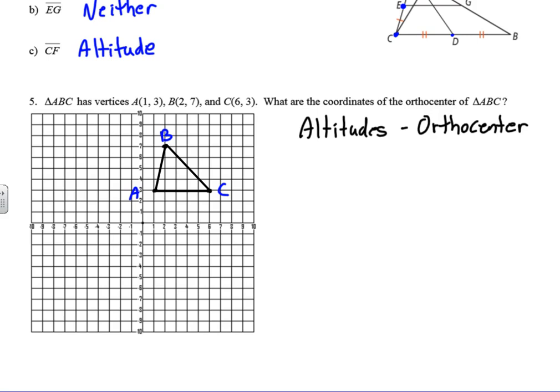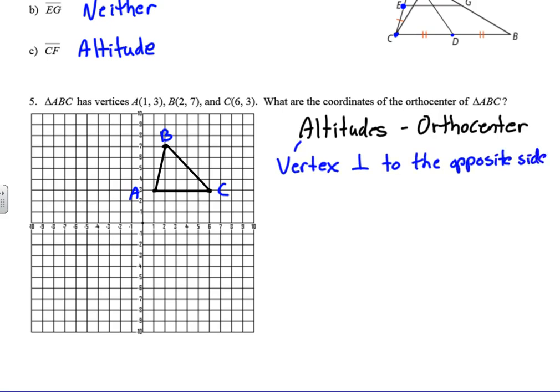All right, now, what are the coordinates of the orthocenter? Here's what we got to think about with an altitude. An altitude is a vertex perpendicular to the opposite side.